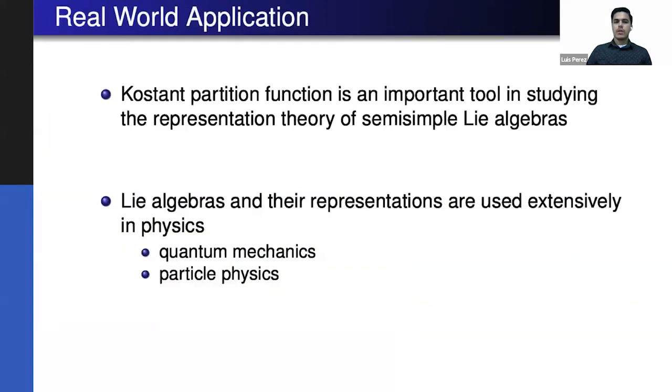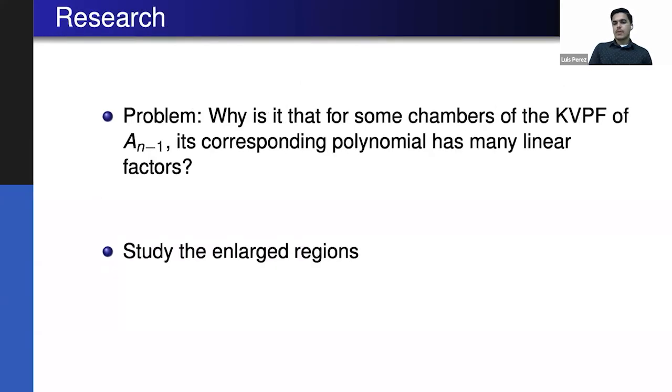The cosine partition function is used to understand the representation theory of semi-simple Lie algebras. The Lie algebras and the representations are used extensively in physics. My main research problem is the following. Why is it that for many regions of the cosine partition function for the root system A_{n-1}, its corresponding polynomial has many linear factors?